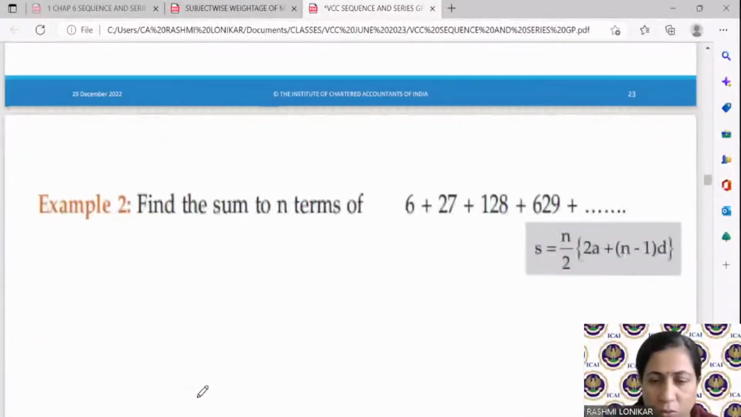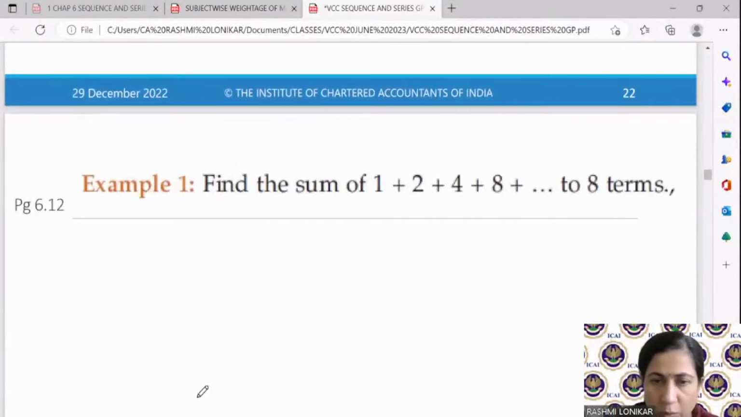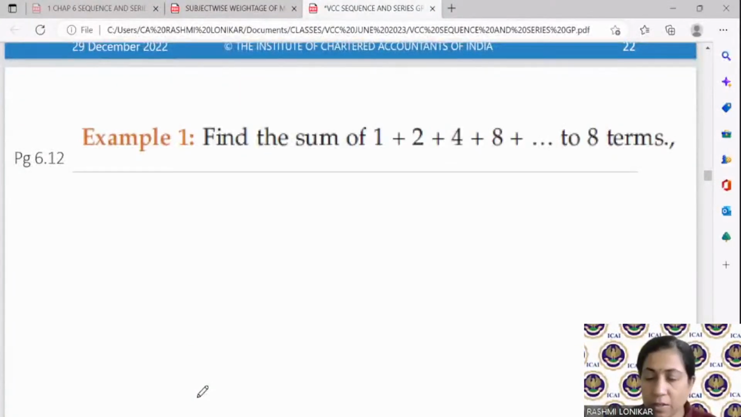Now let us go to 6.12. Clear, Swati? Yes, Rabina, Dimple.